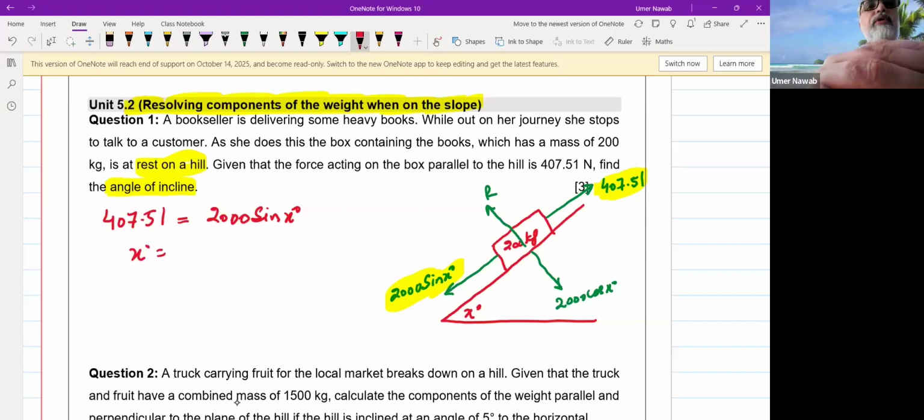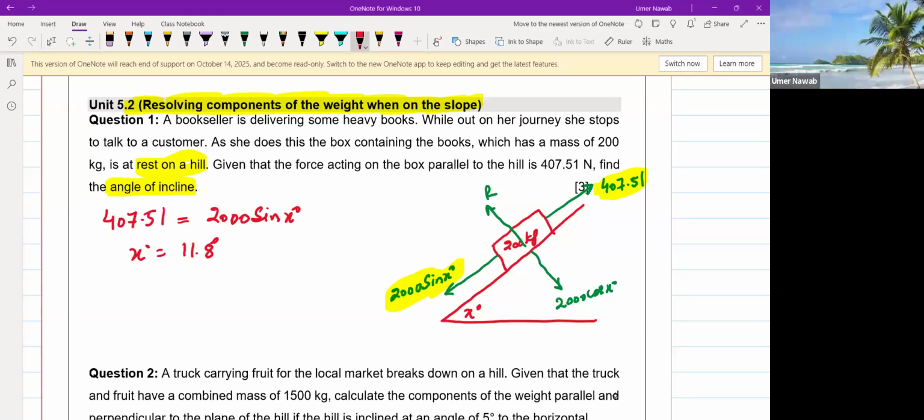And I can easily find the angle by using the equation solver; your calculator must be in degree mode. So 407.51 equals 2000 sine of alpha X, close the bracket, shift solve, and you get your answer: 11.75 or 11.8.